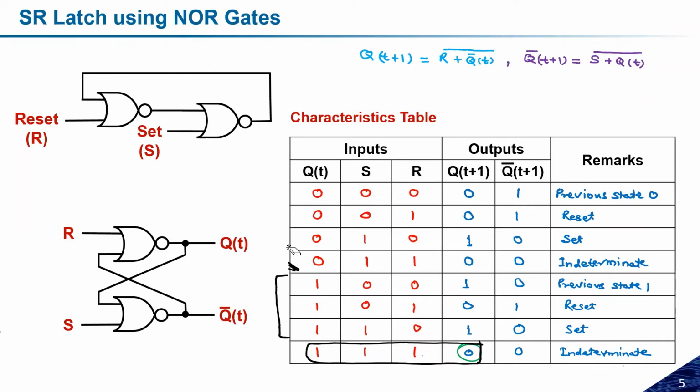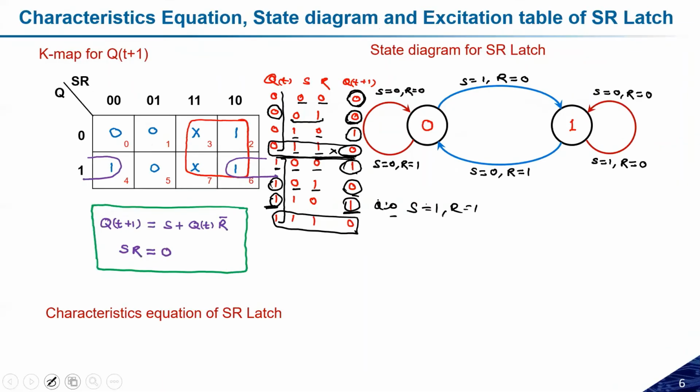Because if you recall this particular slide, I just told you the characteristic equation. Even if I consider those two states, this condition is not going to be satisfied, because the state diagram can be made only for those states where we can satisfy these two equations. For the fourth one and the last one, SR equal to 0 is not going to be satisfied, and if it is not satisfied, then we cannot consider it in the state diagram. Okay, got the point? Yes, sir.